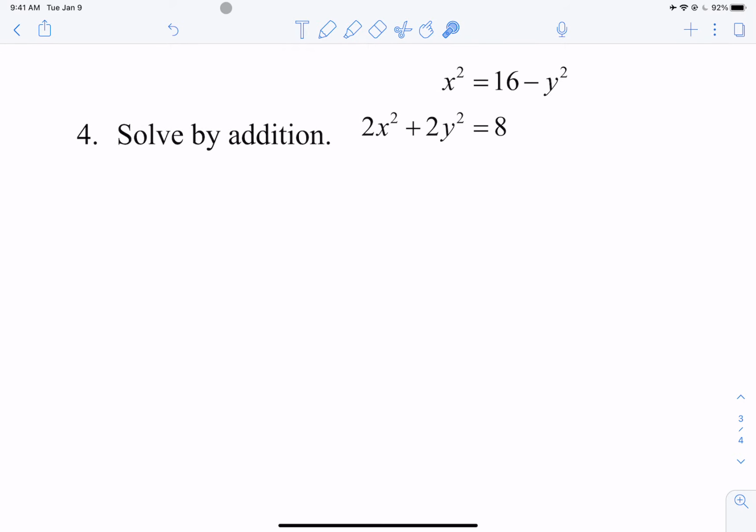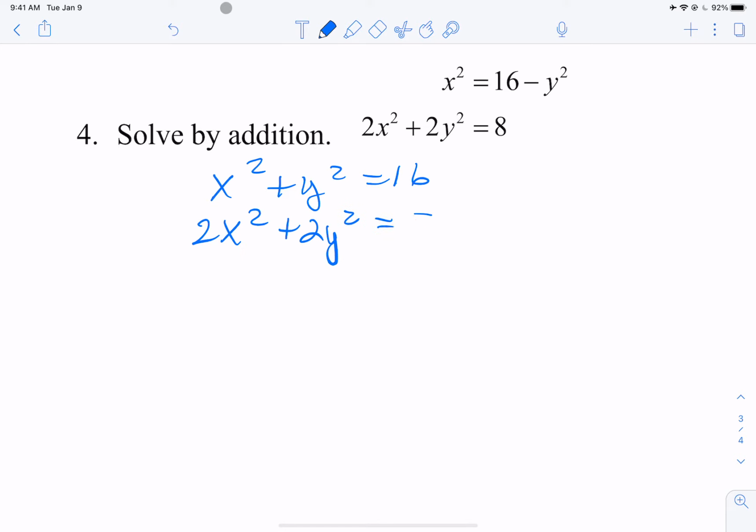So let's see. We can do this a few different ways, but they wanted us to use elimination. So we have to get them in the same order. They have to be x squared, y squared equals number. The reason they know they can do this is both equations only have x squared, y squared, and a number. So this one is not in the correct order. Let's take this one and do a little rearranging. That would be x squared plus y squared equals 16, and 2x squared plus 2y squared equals 8.